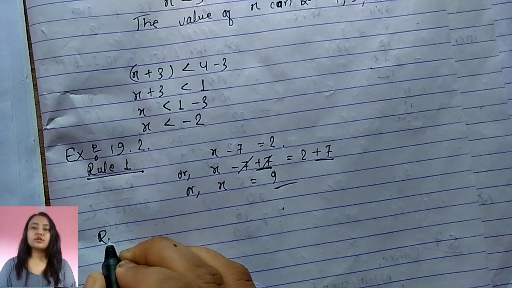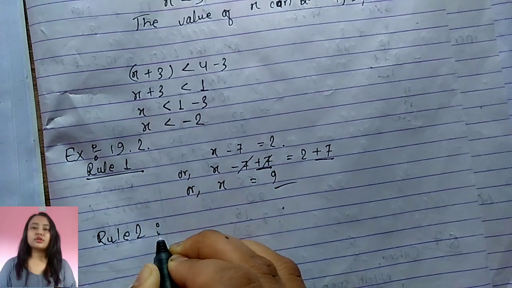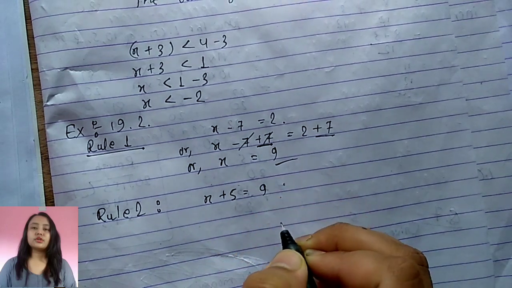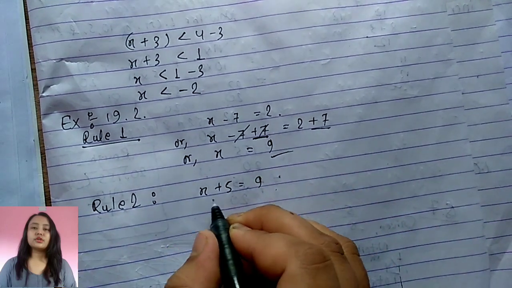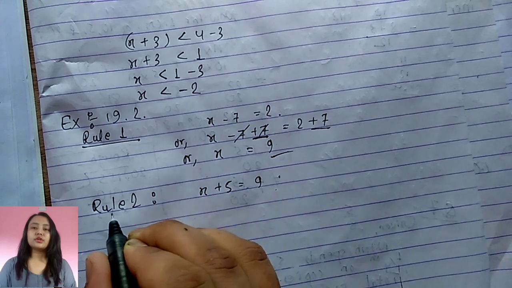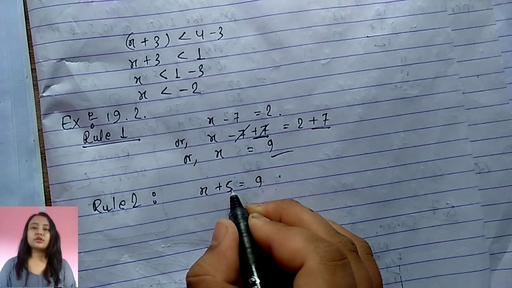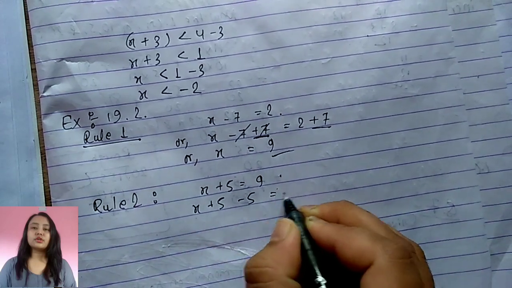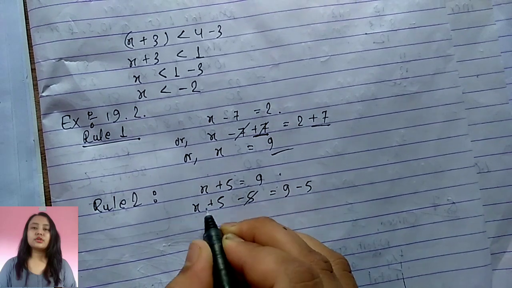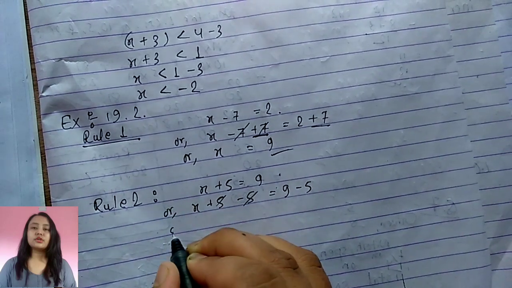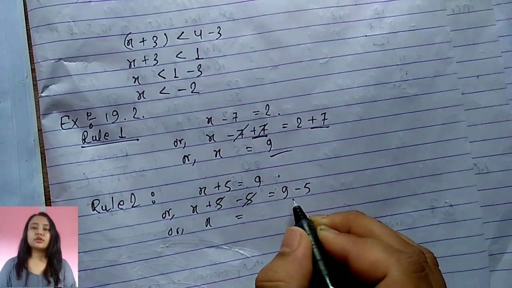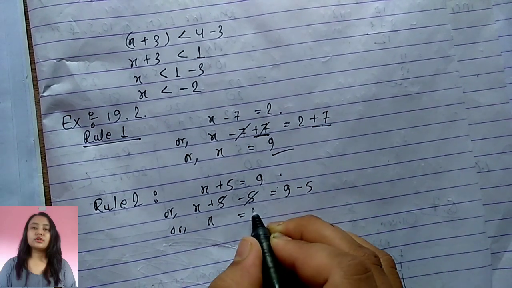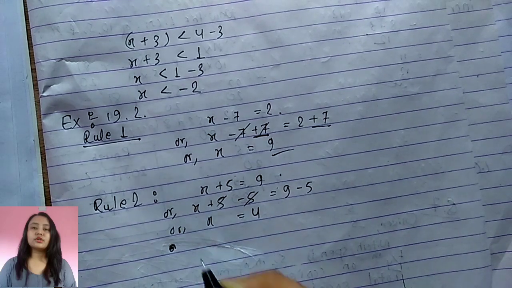Similarly, rule 2. Rule 2 is that you have to subtract. Suppose x plus 5 equals 9 is given. Okay, suppose this question is given, then what do you need to know? Now rule 2 means you have to subtract this 5 on both sides. x plus 5 minus 5 equals 9 minus 5. So this plus 5 and minus 5 will cancel out, and the remaining x will be equal to 9 minus 5. And what does 9 minus 5 mean? 9 minus 5 is equal to 4. So the value of x is 4.